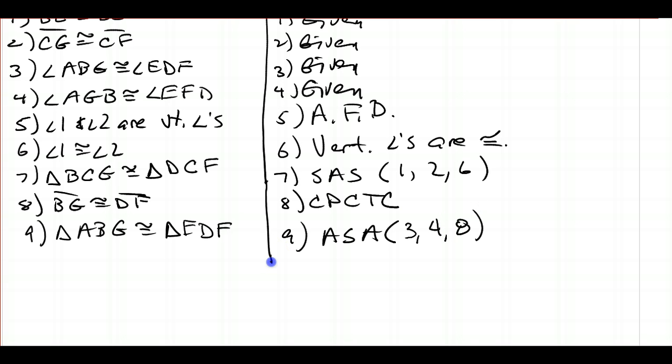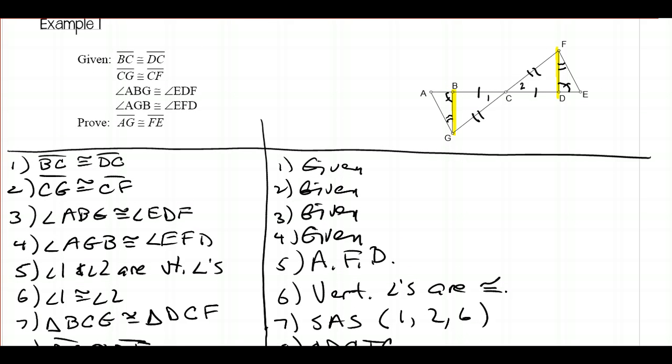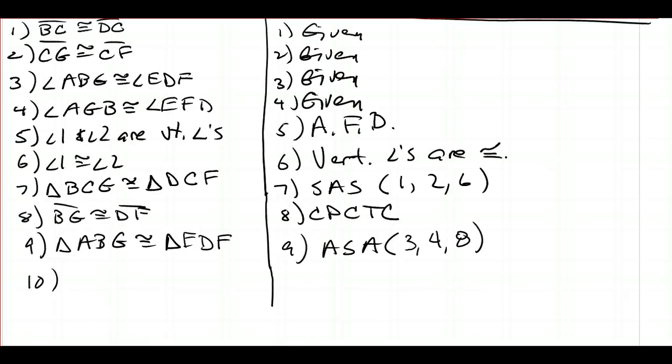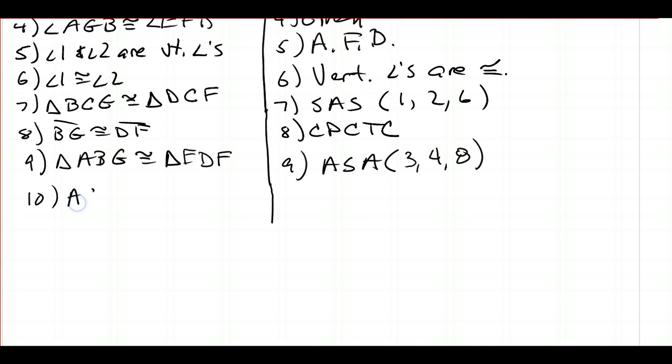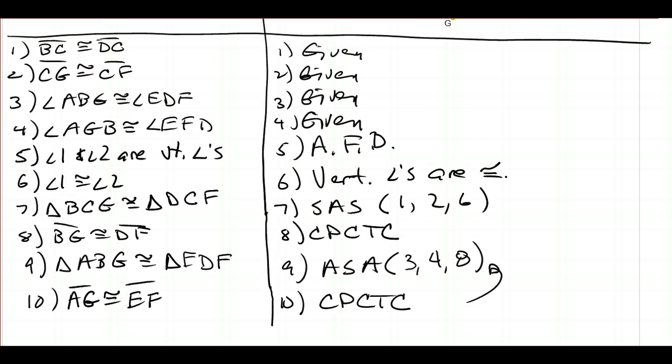And then now that I have these triangles congruent, I can prove the 2 outside segments AG, and that should actually be EF. Make sure it's corresponding order. AG congruent to EF, and again this is CPCTC, just corresponding parts of these triangles. So we've got our 2 sets of triangles congruent in order to prove our conclusion, and that's what makes it a detour.